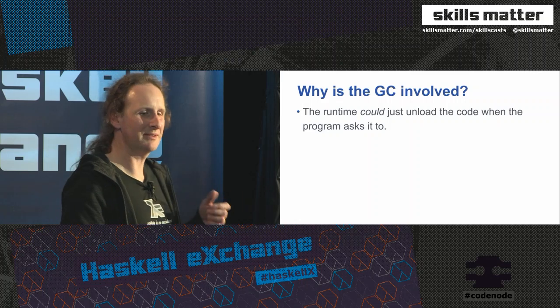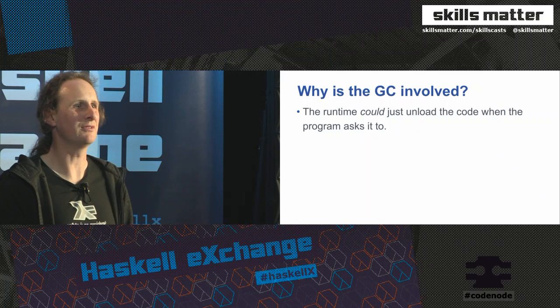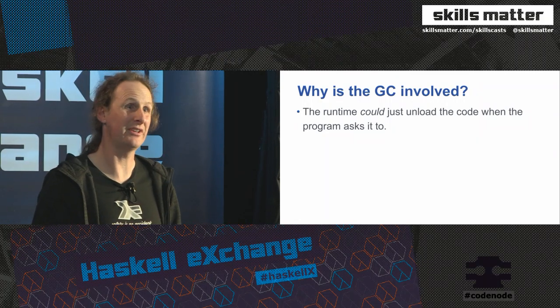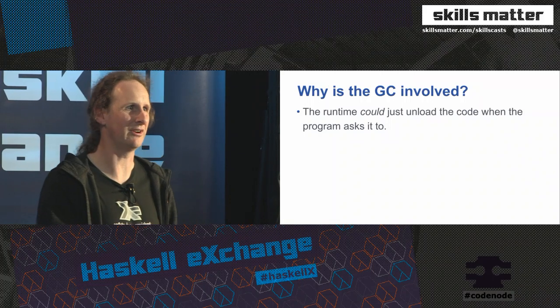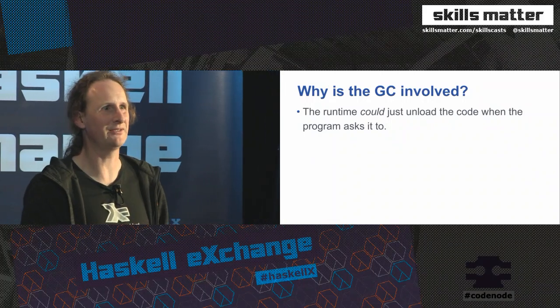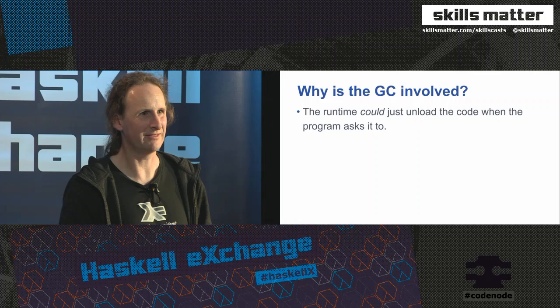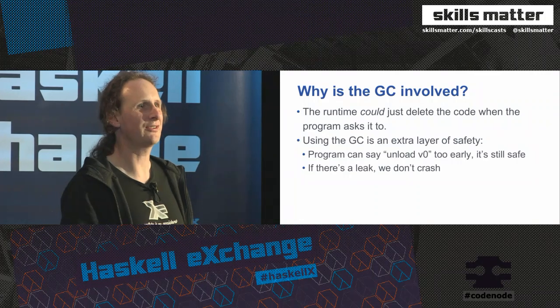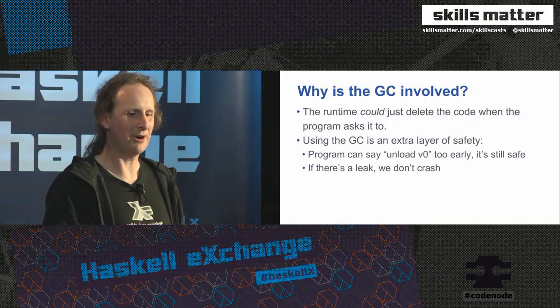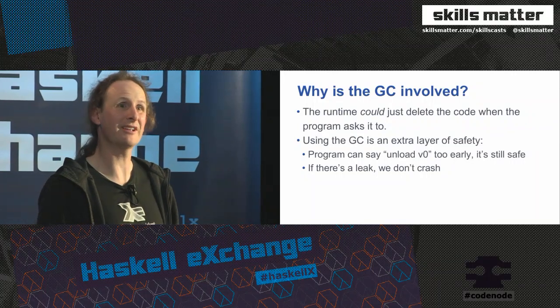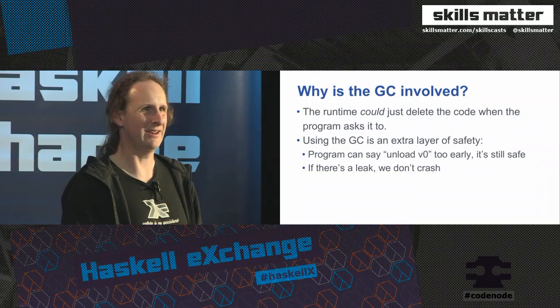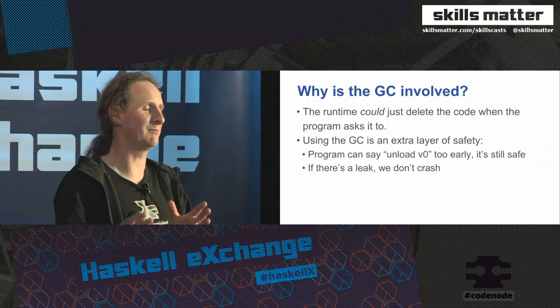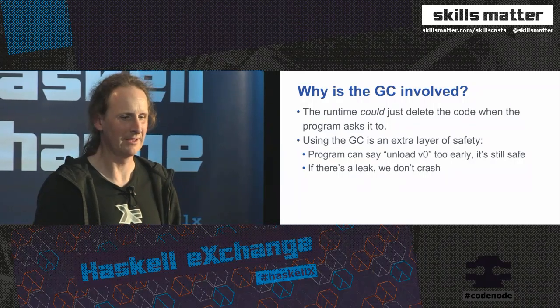But maybe you're wondering, why is a GC involved at all? Why don't I just, as soon as I know that there are no more requests running on v0, delete that from the address space? Well, you could do that if you were really sure that you'd done it right. But the GC is an extra layer of safety. If the program said unload v0 a little bit too early, then the GC is the safety net that prevents that from crashing the program.